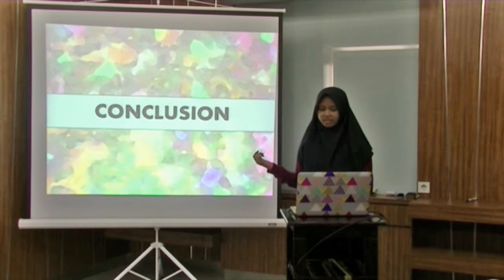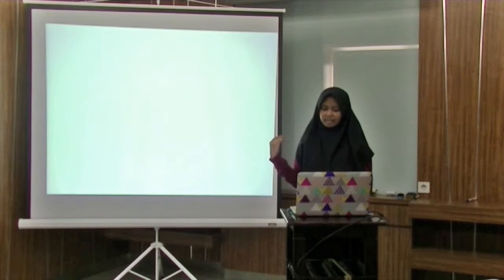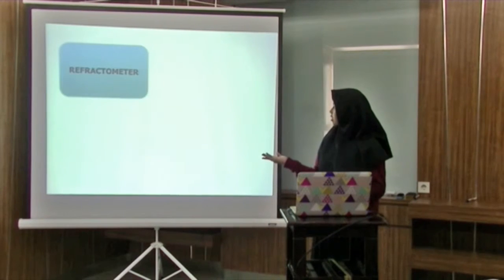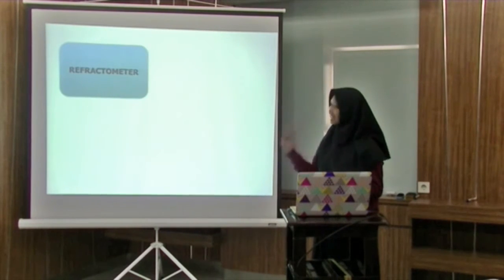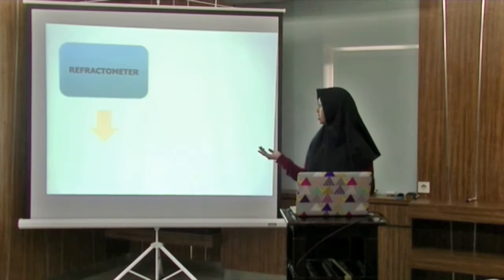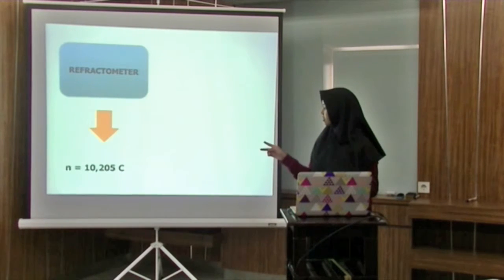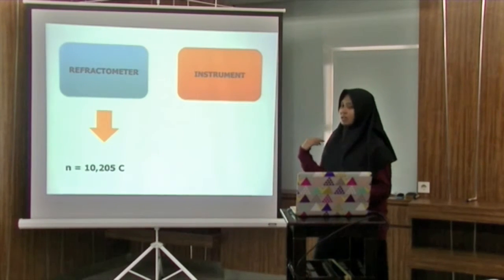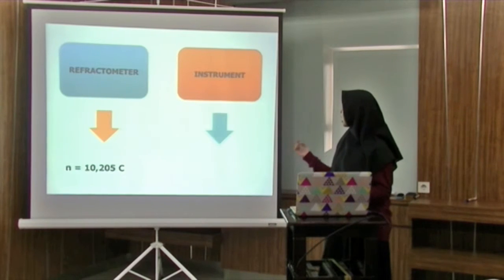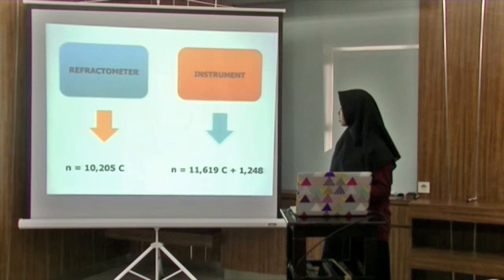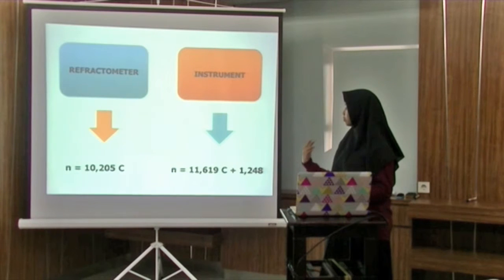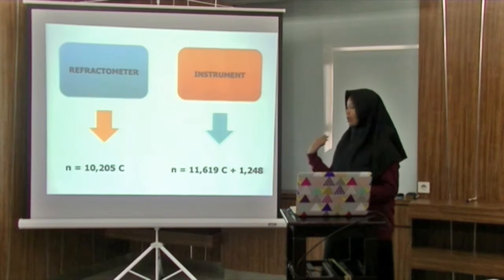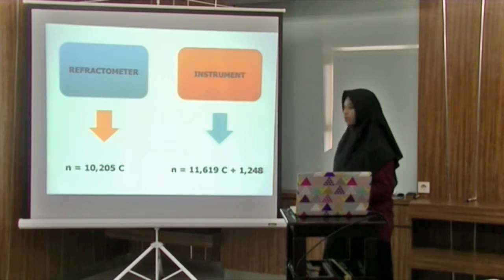So the conclusion is, when we use the refractometer, we can declare by the equation that the refractive index and concentration is about 10.205 C, where C is the concentration, and by using the instrument it is 11.619 C, where C is the concentration, plus 1.248.